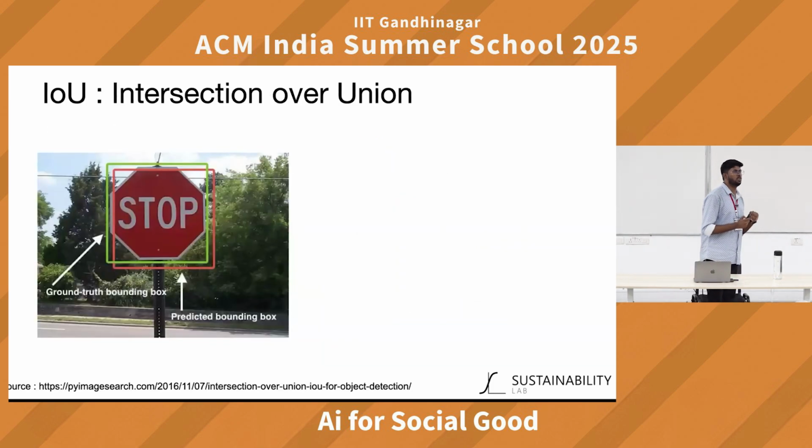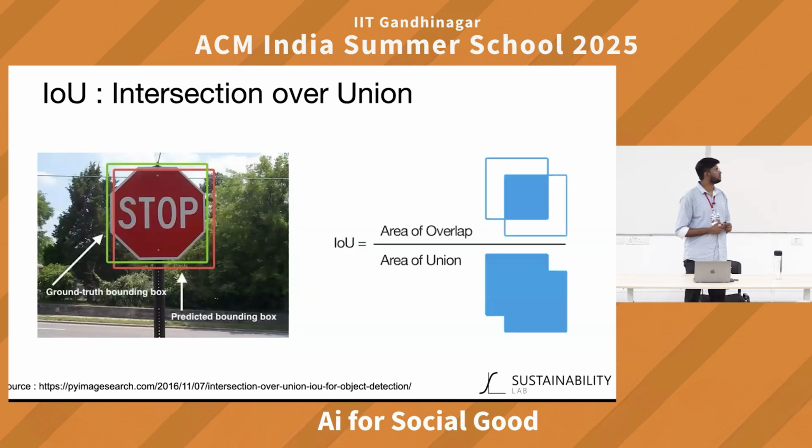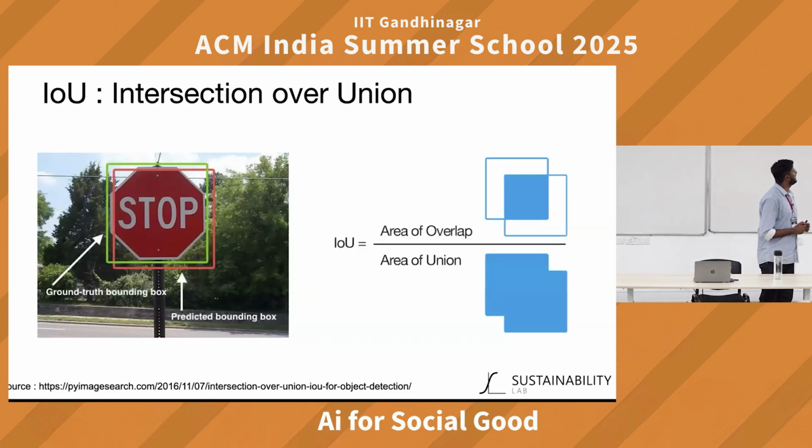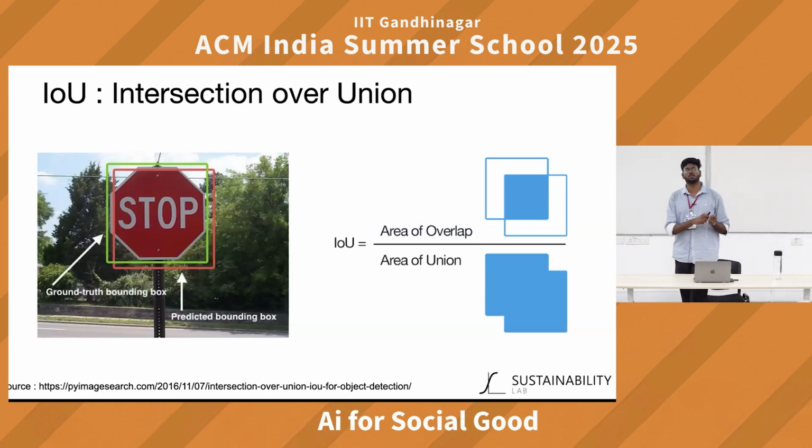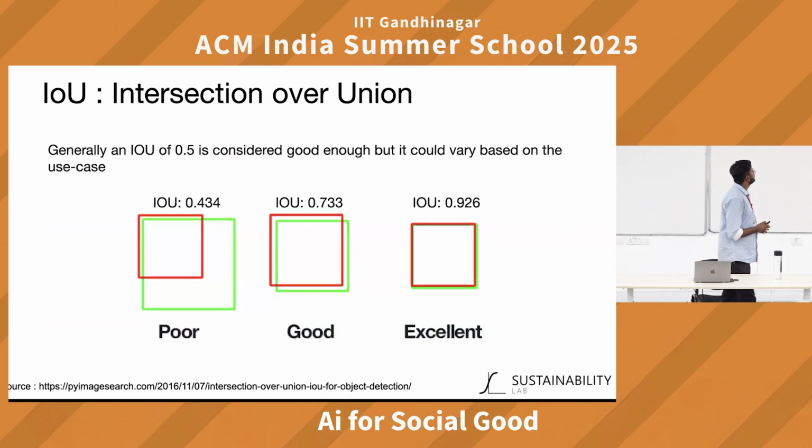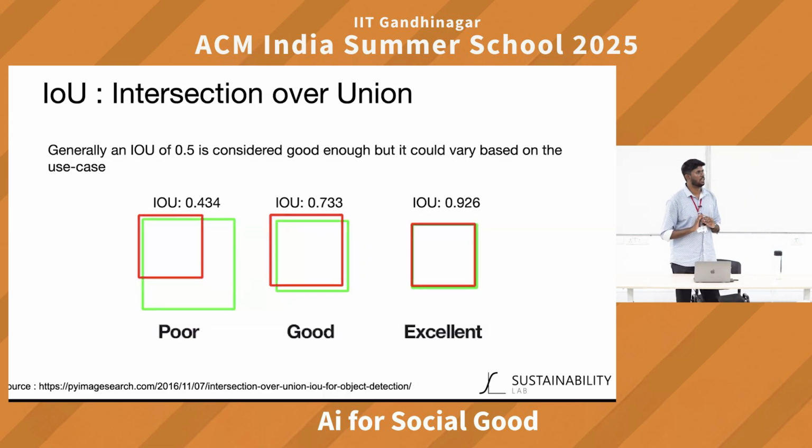So this is where IOU, or intersection over union, comes into play. What you do is you take the area of overlap and the area of union, and that is your IOU. So this IOU metric can only lie between 0 and 1. When there is a complete overlap, it becomes 1, and when there is no overlap, it becomes 0. Generally an IOU of 0.5 is considered good for most applications, but depending on your application, you might want a higher IOU.